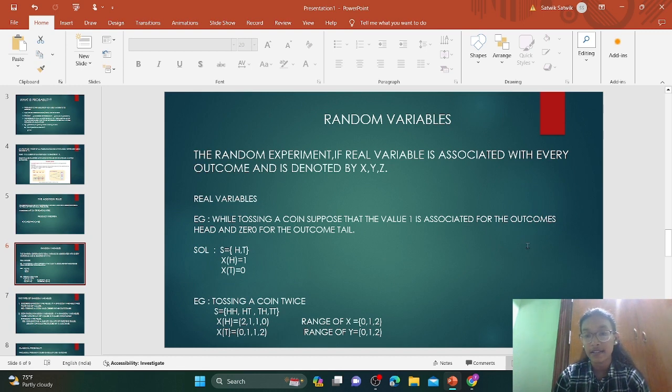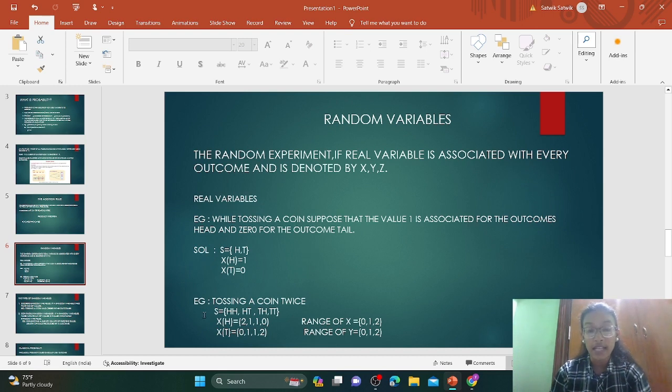Just look into the question. 1 is associated with the outcome head and 0 is associated with the outcome tail. It is given in the question. So that is the simple thing which we understood. That is the only answer in this question.